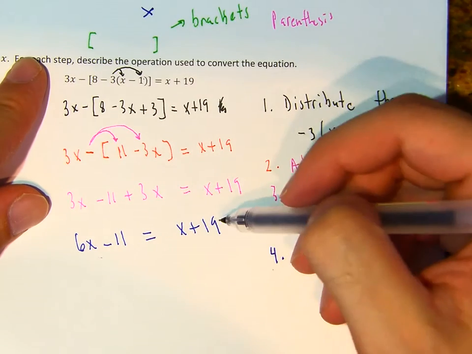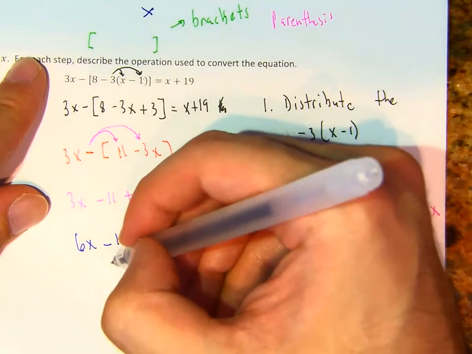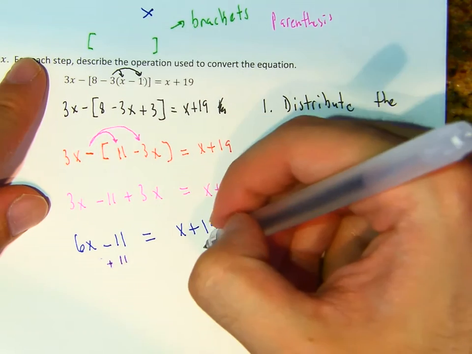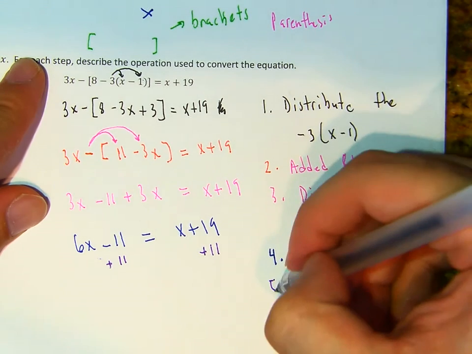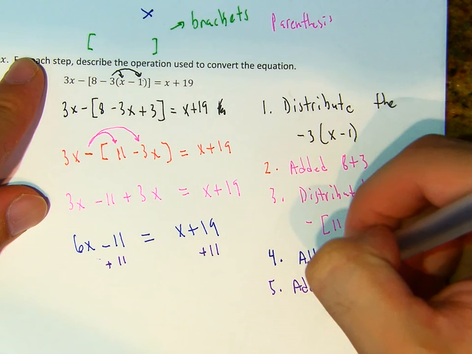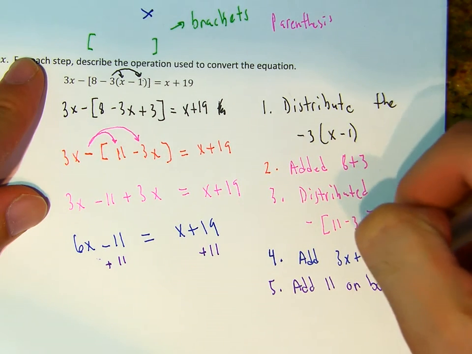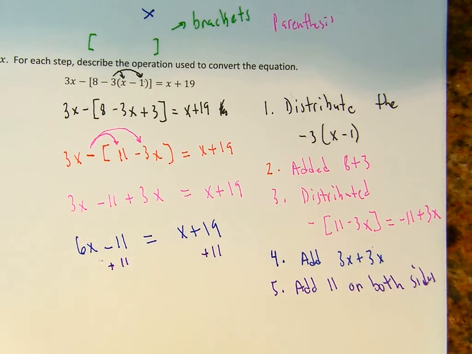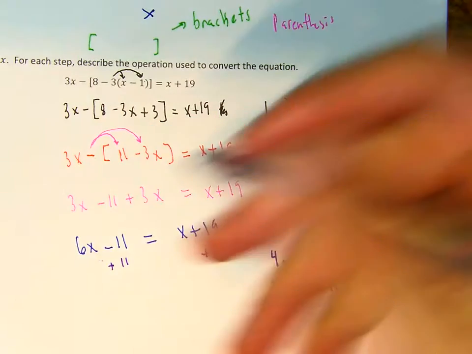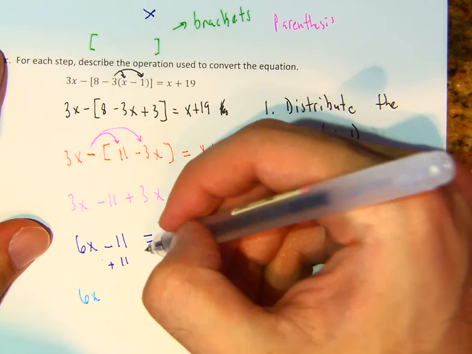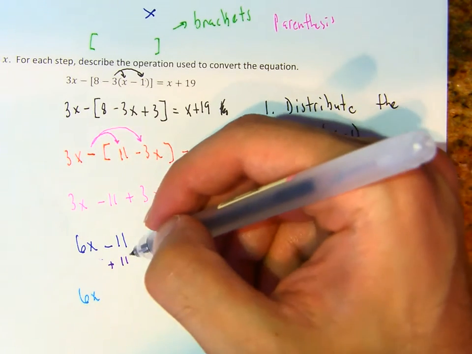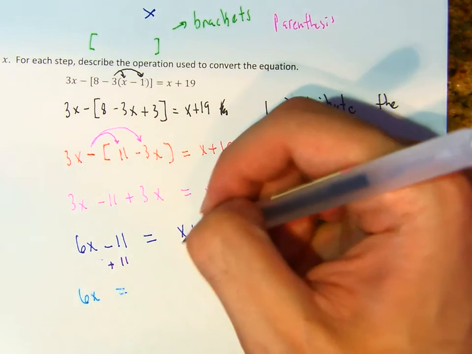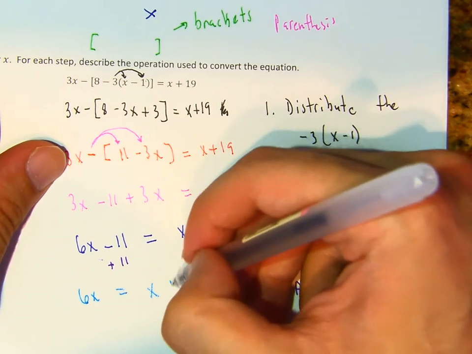Personally, I like to add. So what I'm going to do is I will add the 11 on both sides. So now we have 6x and negative 11 plus 11, that's 0. So it's equal to x plus 30.